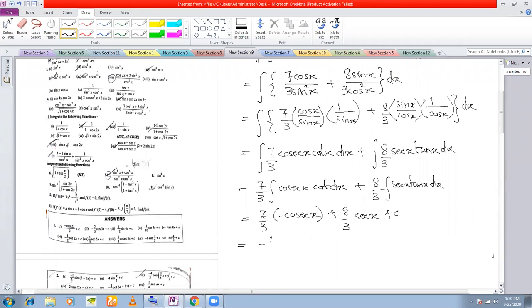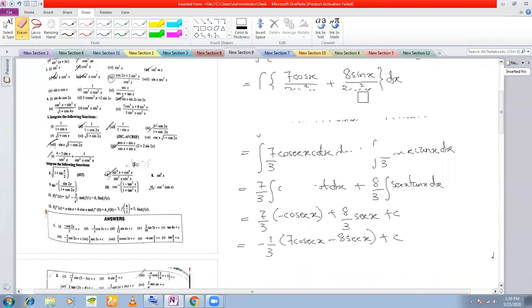You can write this as minus 1/3 of 7 cosec x minus 8 sec x plus c, where c is the constant of integration. Okay, let us do the next one.